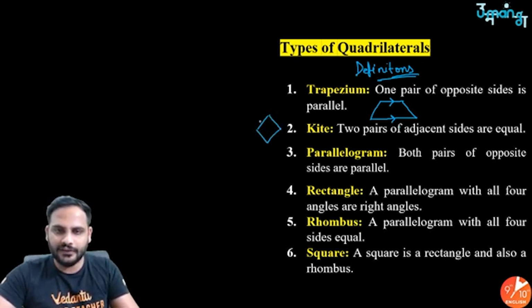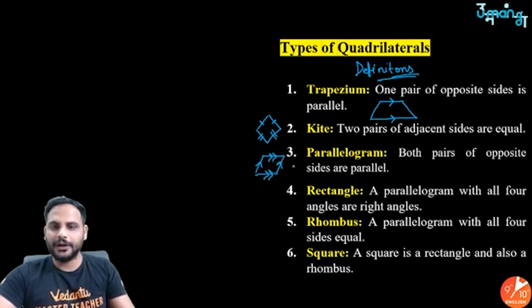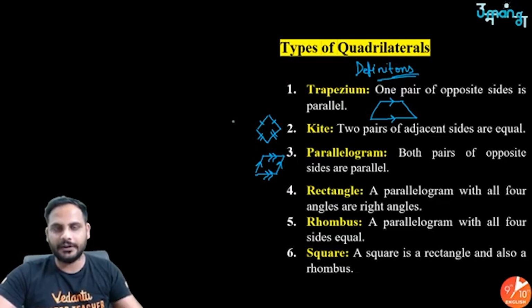A kite is a quadrilateral in which two pairs of adjacent sides are equal. So this and this are equal, this and this are equal. A parallelogram is one in which both pairs of opposite sides are parallel. You can clearly see in a parallelogram, one pair of opposite sides is also parallel. So a parallelogram comes under trapezium as well.